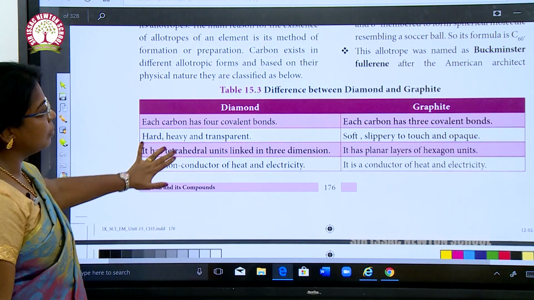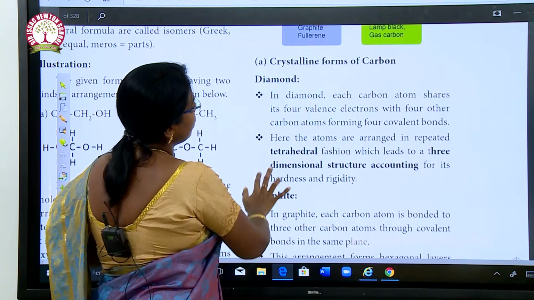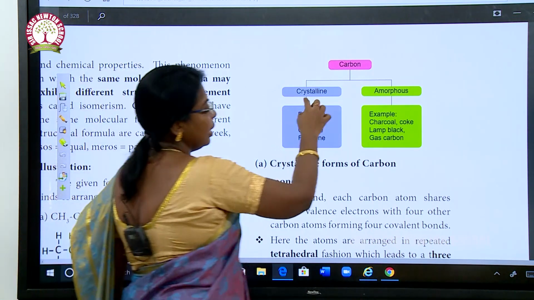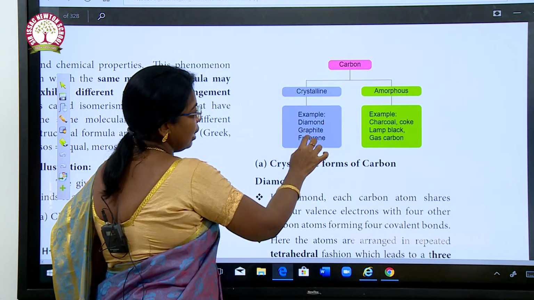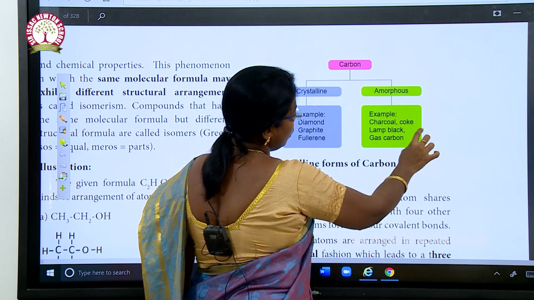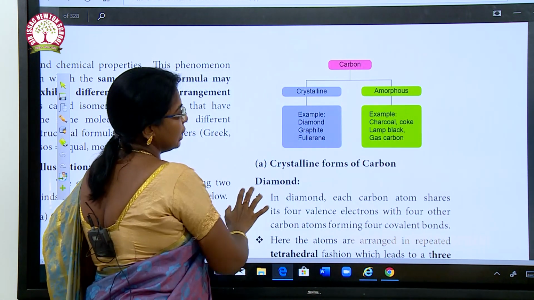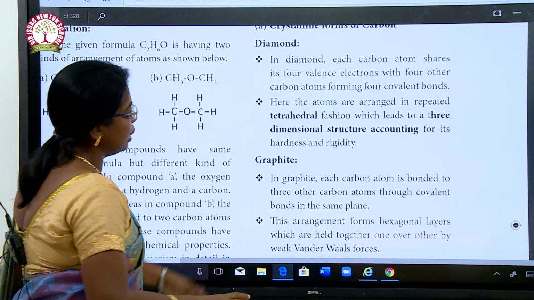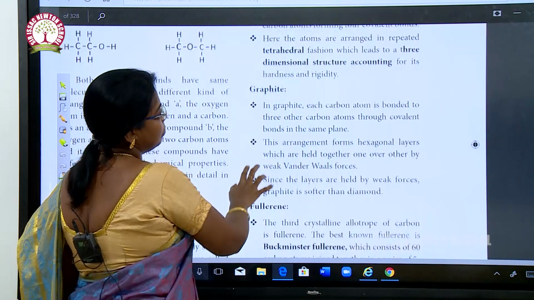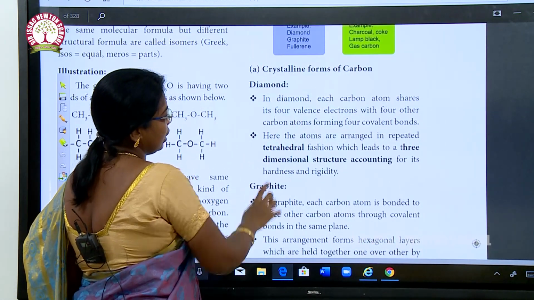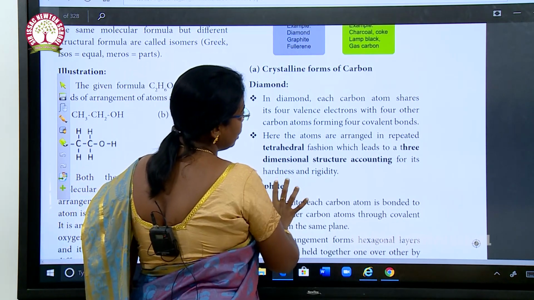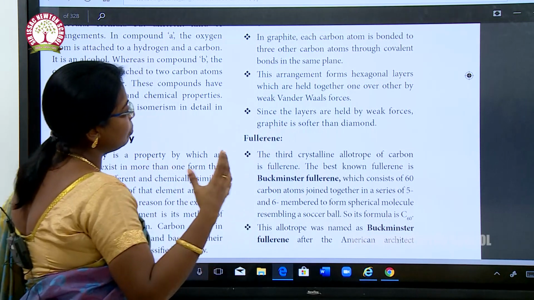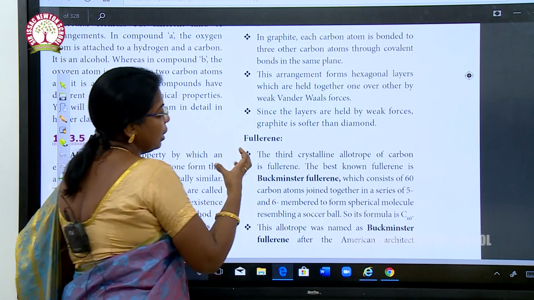Okay, is it clear? See here, carbon has 2 types of allotropic forms: one is crystalline and another one is amorphous. Diamond and graphite are crystalline, while fullerene, charcoal, coke, lamp black and gas carbon are examples of the amorphous type. Already we have seen the properties of graphite and diamond. Diamond has a tetrahedral three-dimensional structure. Graphite layers are linked by van der Waals forces. They are held by weak forces, but diamonds are held by strong forces.